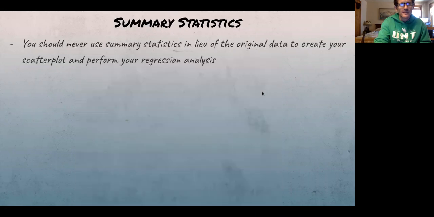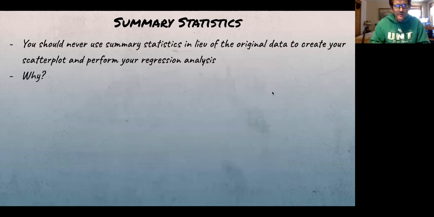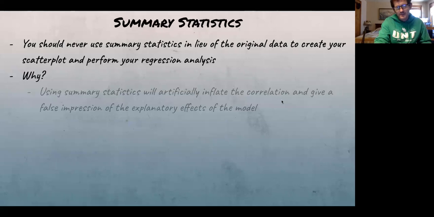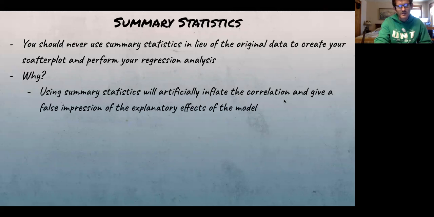All right, this is the one that is a little bit weird at first, but I don't think it's overly complicated. So you should not use summary statistics in lieu of the original data when you're creating your scatter plot and performing your regression analysis. And the big reason why is that summary statistics are going to artificially inflate the correlation and give a false impression of the explanatory effects in the model. All right, that's a bunch of words. Let's see practically what's happening here.